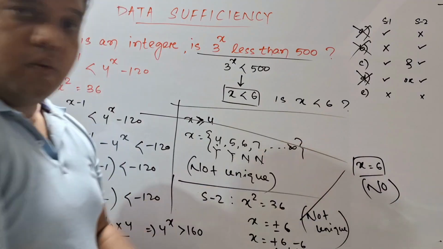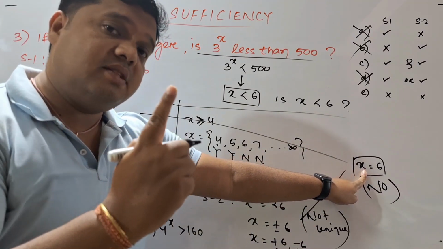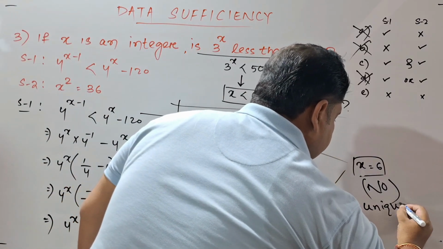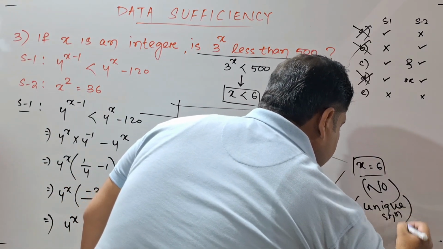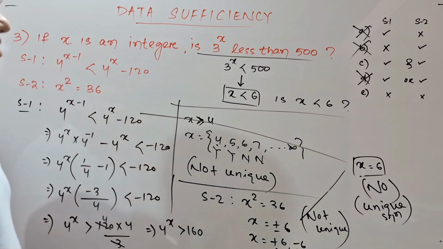Straightforward answer, you said no. And is x less than 6? You said no. No means single answer. So it is unique. Unique solution. And unique solution means individually they are not sufficient, but together they are sufficient.